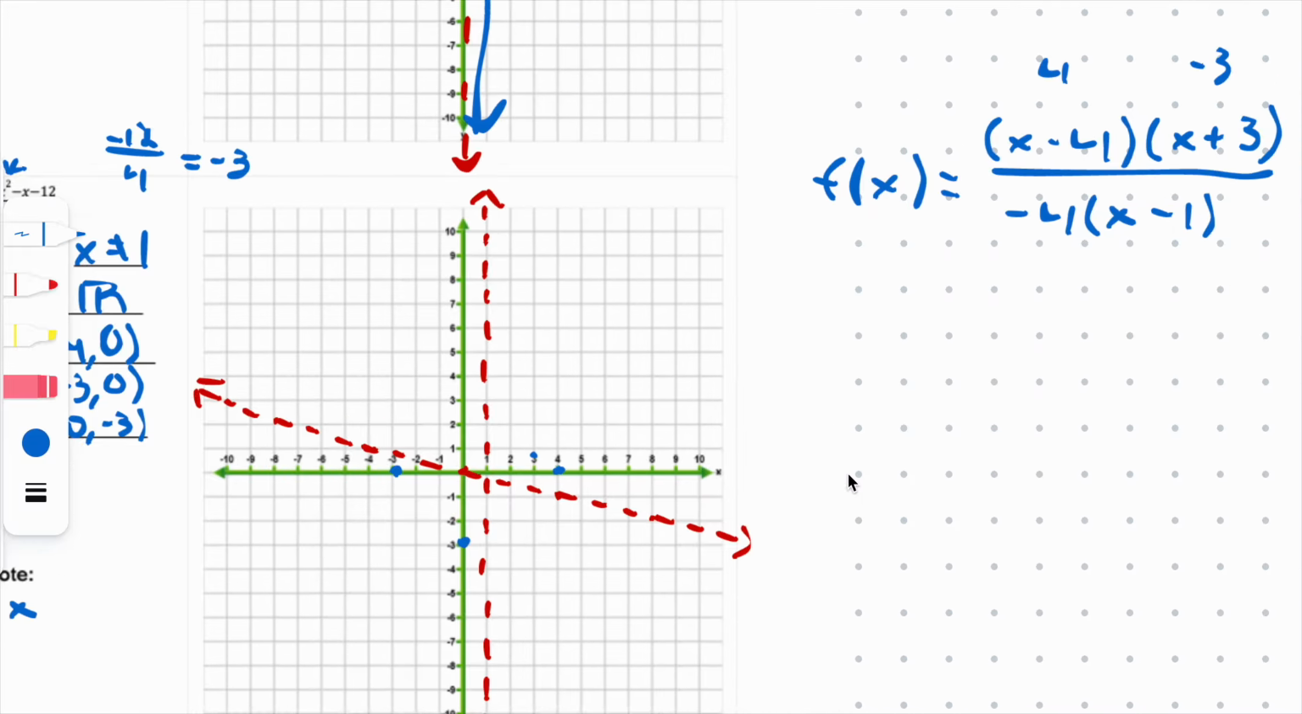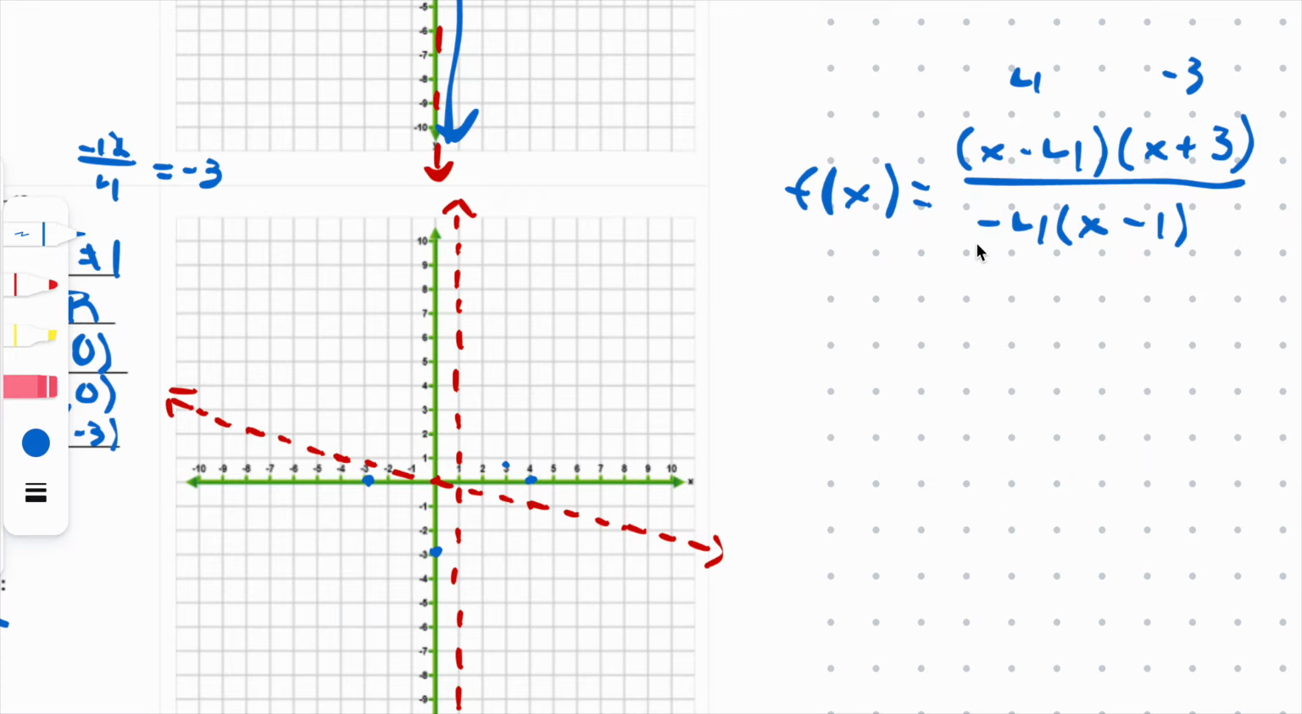Okay, now let's plug in 2. 2 minus 4, negative 2. 2 plus 3, 5. Negative 2 times 5 is negative 10. 2 minus 1 is 1. 1 times negative 4 is negative 4. So negative 10 over negative 4 is 5 over 2, which is 2.5. This is something there. Now, you can keep on plugging in more points, but I've seen enough. That isn't a great graph, but I know it's going to look something like this.